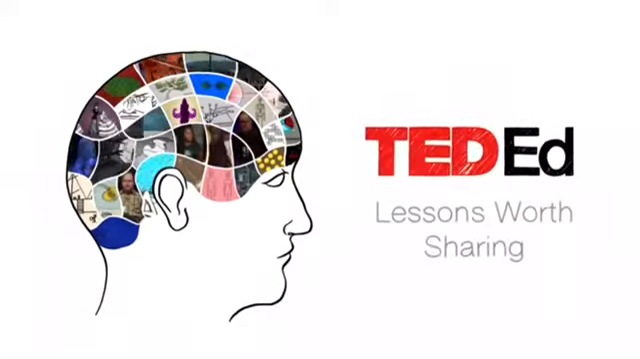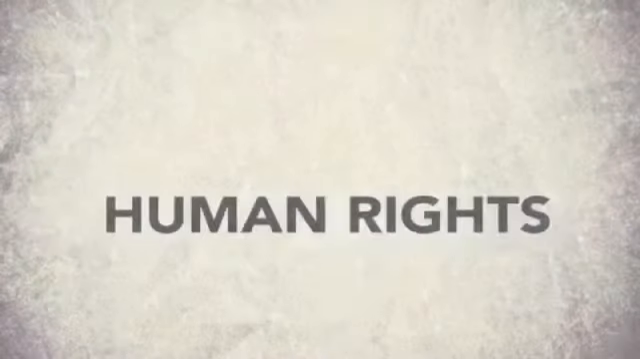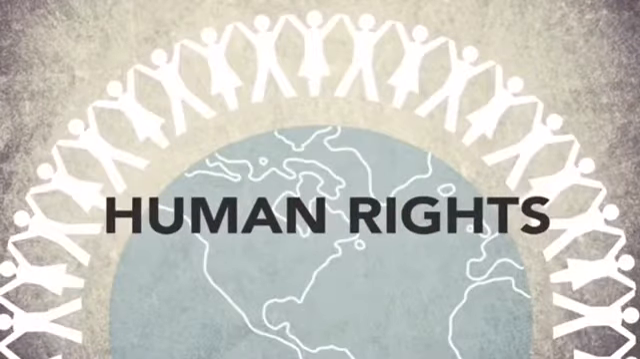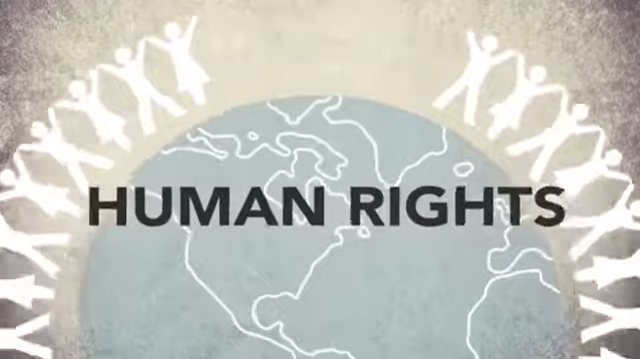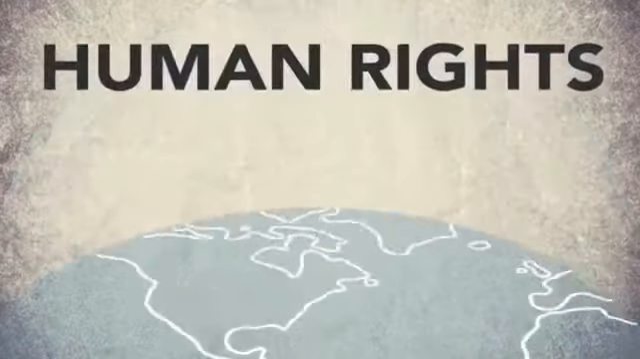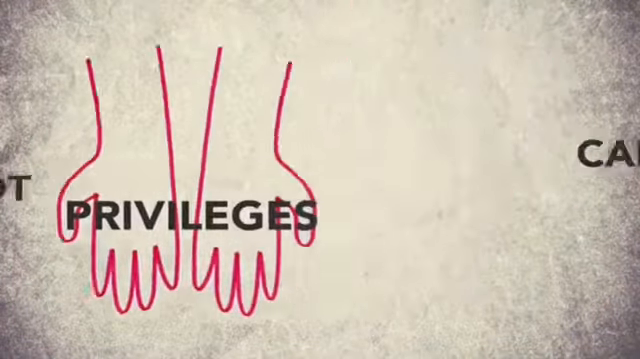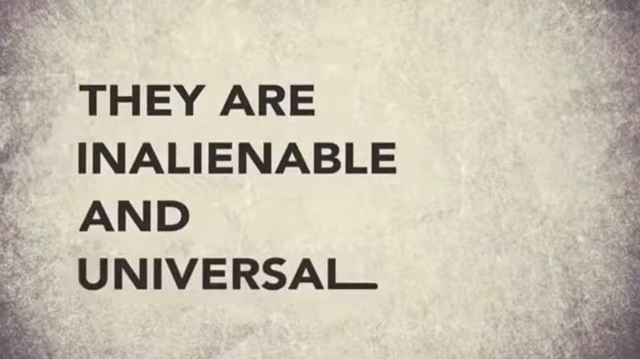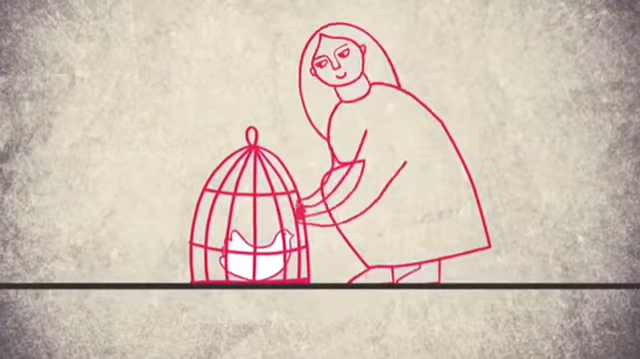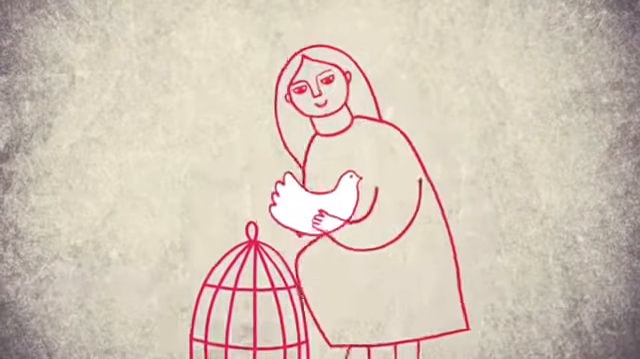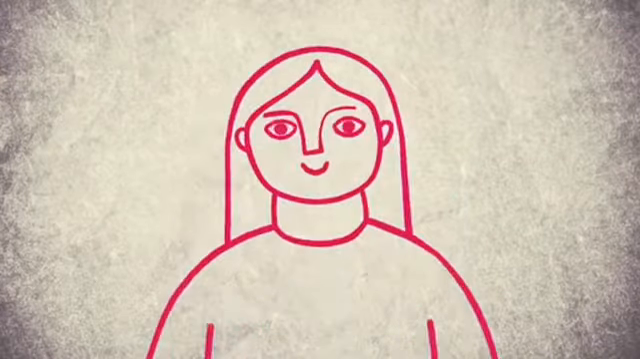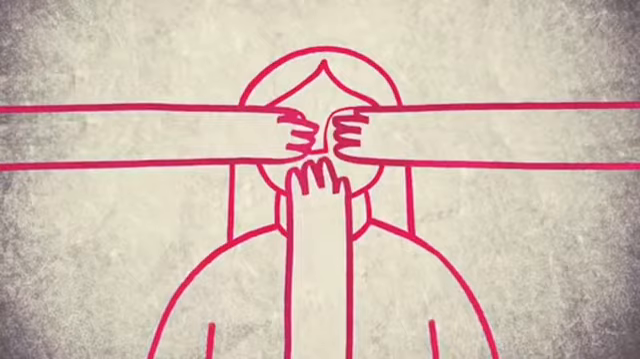The idea of human rights is that each one of us, no matter who we are or where we are born, is entitled to the same basic rights and freedoms. Human rights are not privileges, and they cannot be granted or revoked. They are inalienable and universal. That may sound straightforward enough, but it gets incredibly complicated as soon as anyone tries to put the idea into practice. What exactly are the basic human rights? Who gets to pick them? Who enforces them, and how?